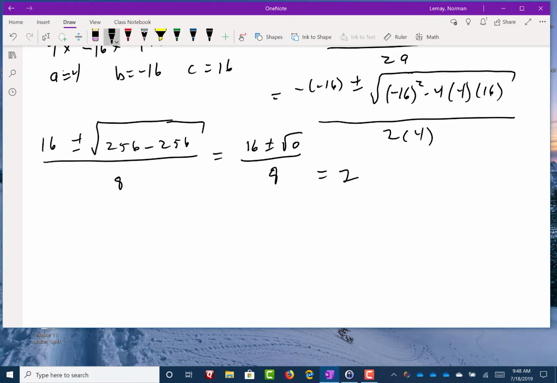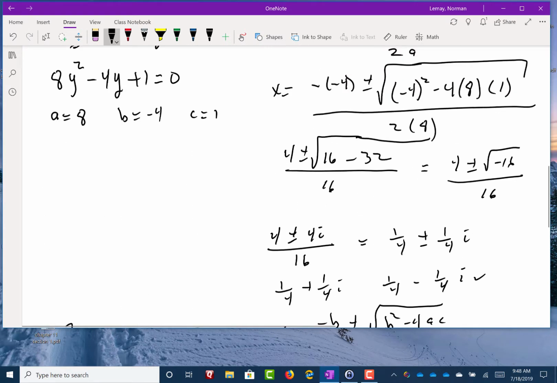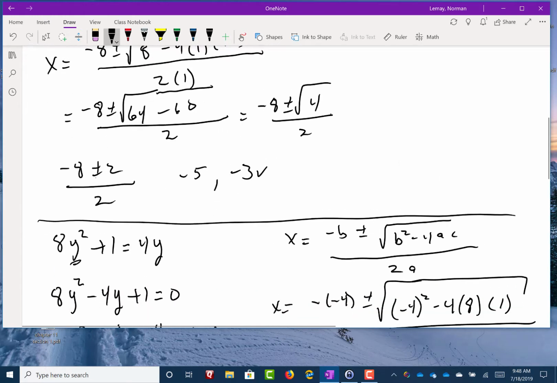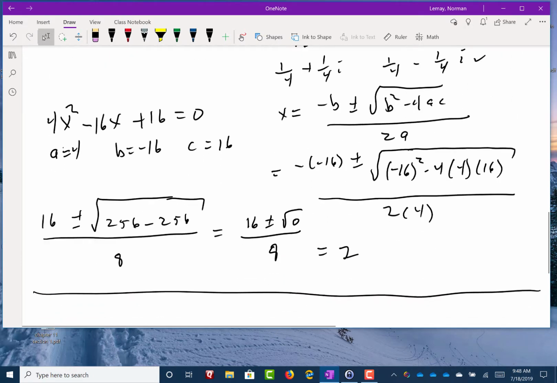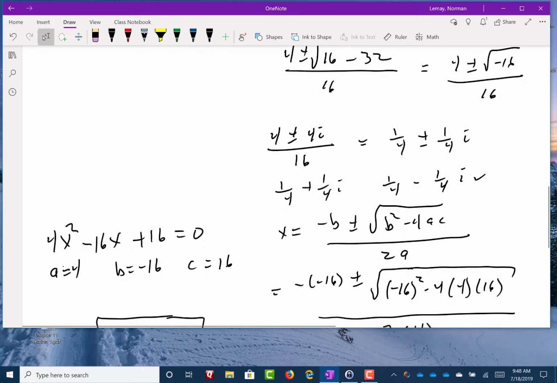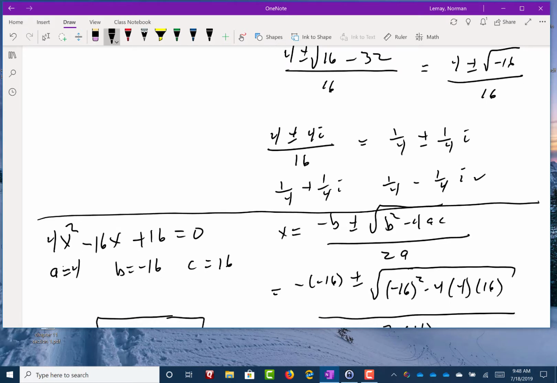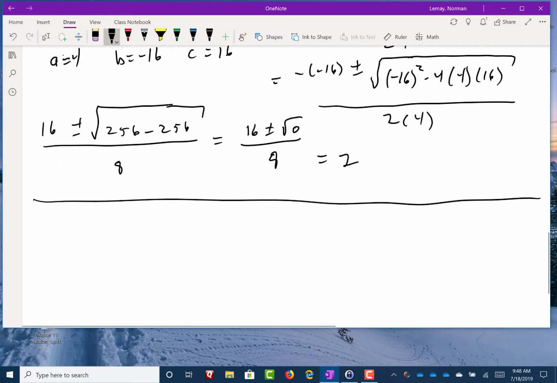Okay, so this is a rather interesting sort of thing. Based on our solutions, let's just go back and observe that. Notice here I ended up with 2 real solutions. Let's notice that in our second example I ended up with 2 complex solutions. And let's observe here that we ended up with 1 real solution.